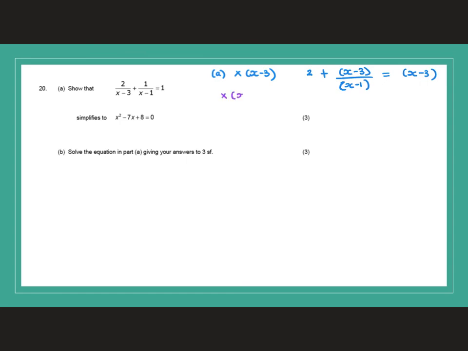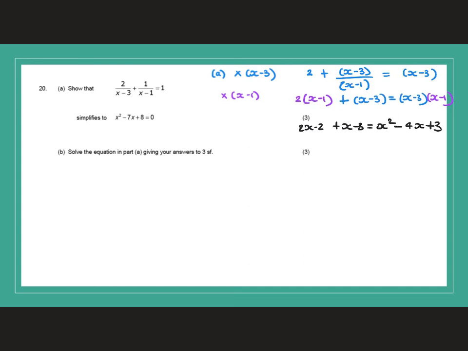I'm now going to multiply by x minus 1. So we get 2 bracket x minus 1 plus x minus 3, and on the right hand side we've already got an x minus 3, but we need to multiply by x minus 1 as well. So how do we get rid of the denominators? We multiply by the values in the denominator. Simplify the algebra here. So expand all the brackets. So we get 2x minus 2 plus x minus 3 equals x squared minus 4x plus 3.